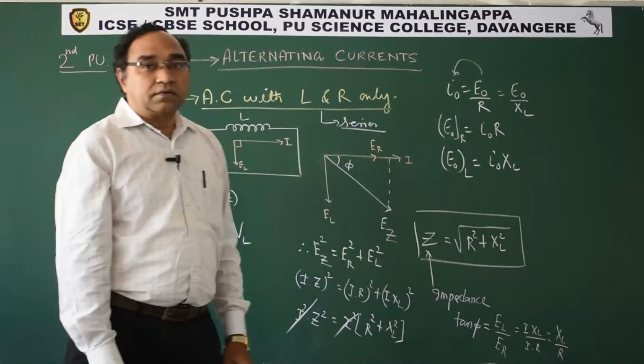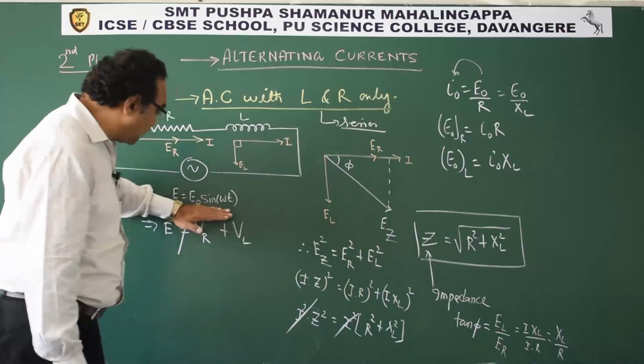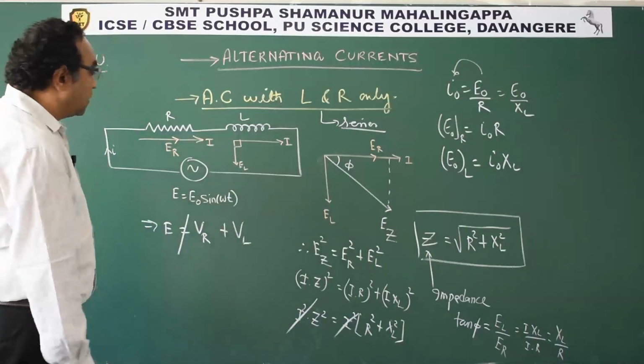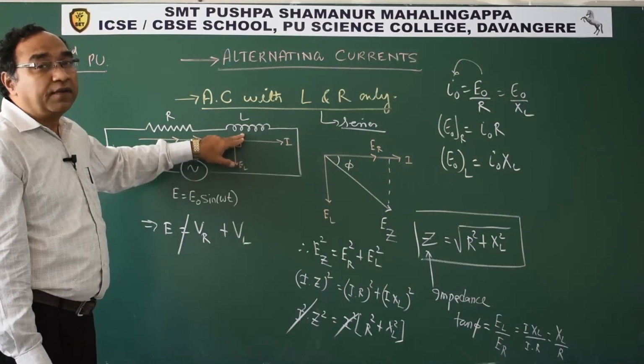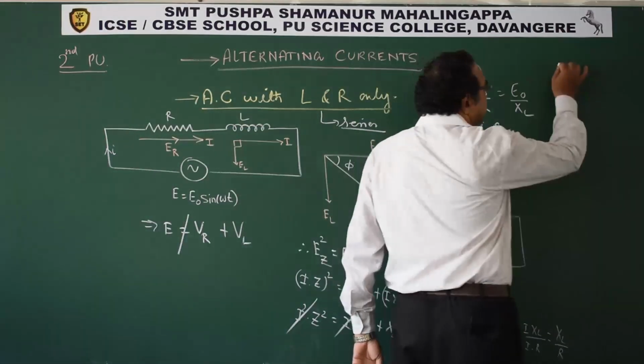Tan phi we got. Next step, our aim is to find the expression for current because E is known to us. We need current. So, in a purely inductive circuit, what did we see? What is the expression for current in a purely inductive circuit?